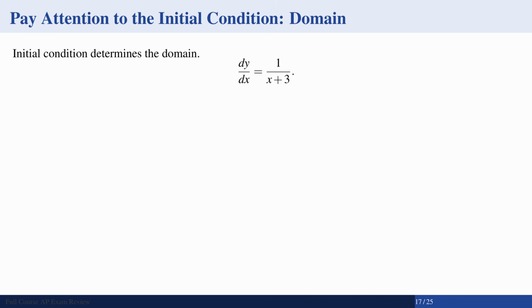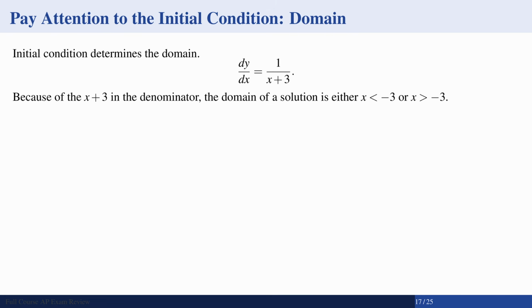Okay, the next thing is really important. It's to pay attention to the initial condition. There are two ways it will matter. It will affect the domain potentially and the range potentially of your solution curves. So for example, if we have dy/dx is 1 over x plus 3, we know that that x plus 3 is causing a problem, right? There's a problem at x equals negative 3, which means our solution must either have a domain of x is less than -3 or x is greater than -3. It will not be both.